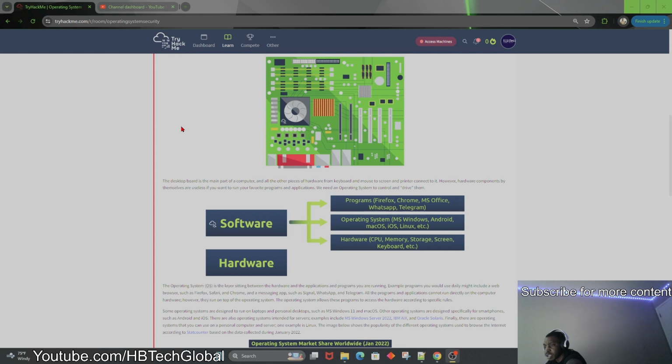However, hardware components by themselves are useless if you want to run your favorite programs and applications. We need an operating system to control and drive them.